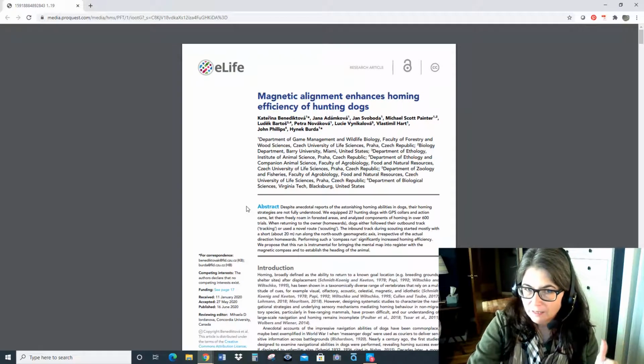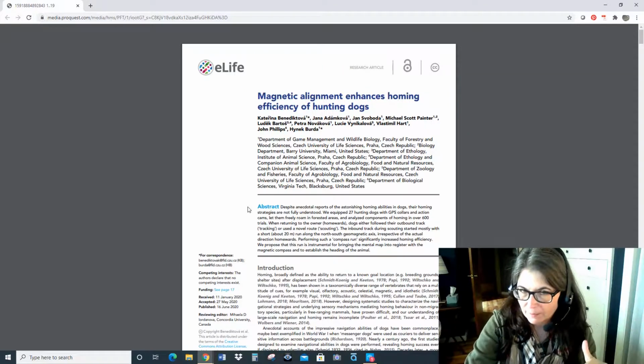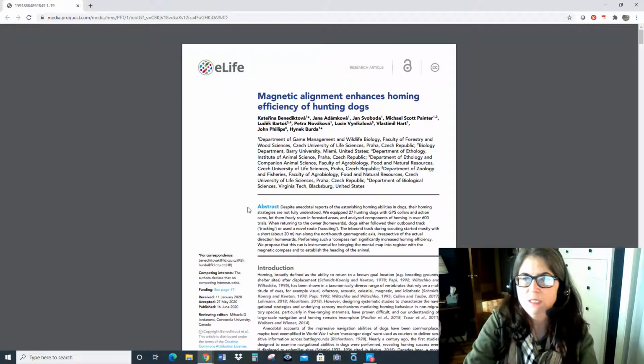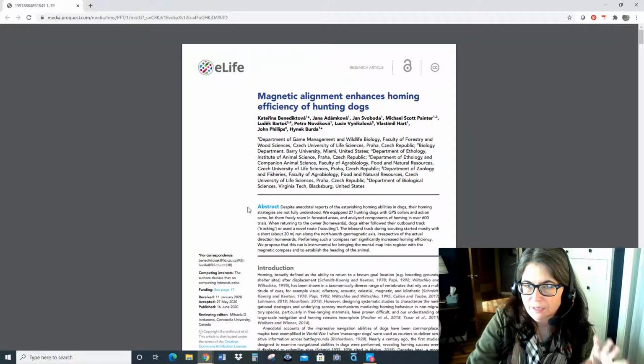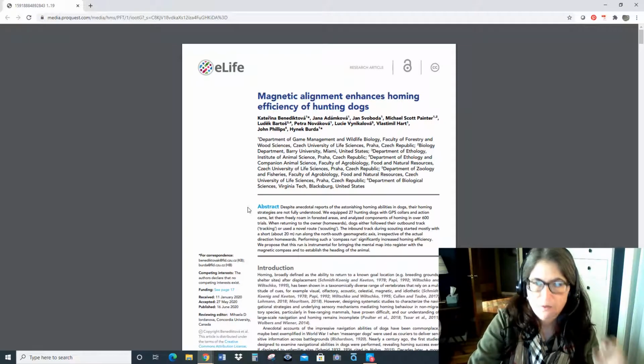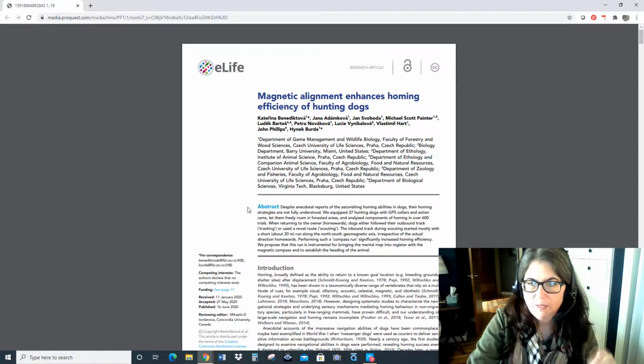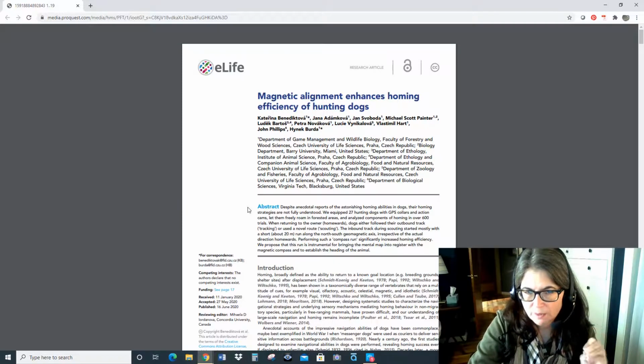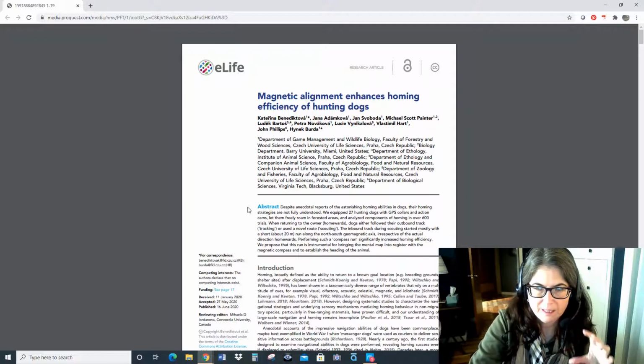The abstract is usually the very first thing in the article after all of the author names, and this is like an executive summary of the whole entire paper. An abstract should encapsulate what the research was about, what methods they used, what the major findings were, and what are the implications of those findings within a short amount of text.